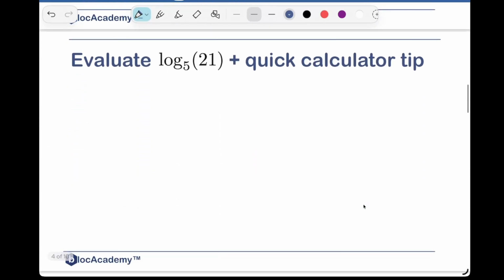Now, let's evaluate this. But at first, you might not have an option to set custom bases in your calculator. Well, that's where the base change law comes in. So let's write as so. Log base 5 of 21 will be equal to log 21 over log 5. And with this, we can just evaluate, which will be roughly around 1.89.